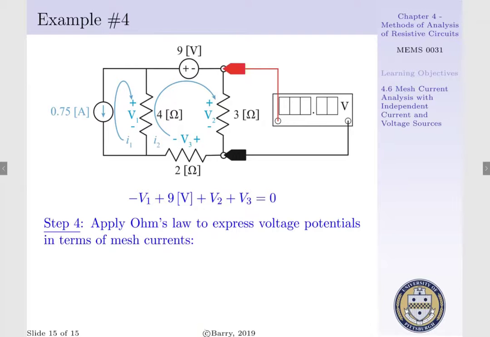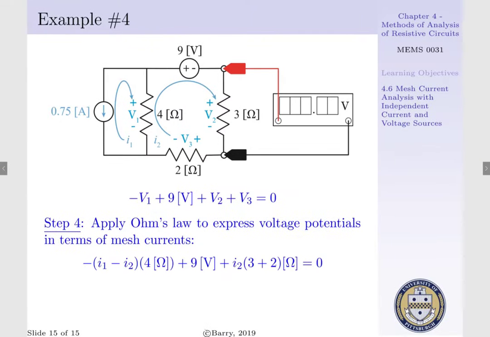Step 4 is to apply Ohm's law to express our voltage potentials in terms of our mesh currents and our resistances, where V1 is expressed as I1 minus I2 times 4 ohms. Therefore, we'd have minus the quantity I1 minus I2 times 4 ohms plus 9 volts plus V2 plus V3, which is expressed as I2 times the quantity 3 plus 2 ohms, or a total of 5 ohms.